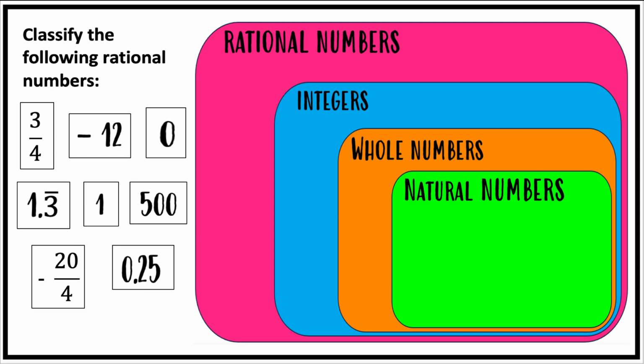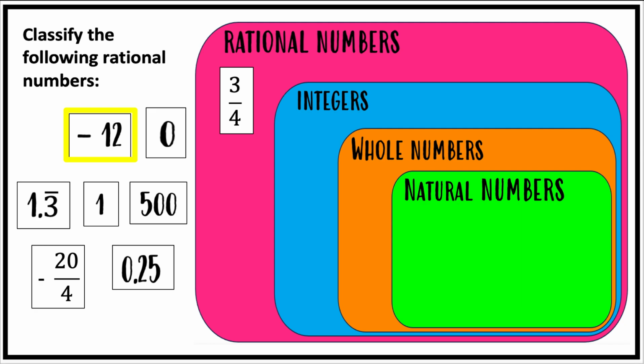Now, let's go ahead and practice classifying rational numbers. Our first number is 3/4, which is a simple fraction and would only be rational. -12 is not natural nor a whole number because neither can be negative, but it is rational and also an integer.